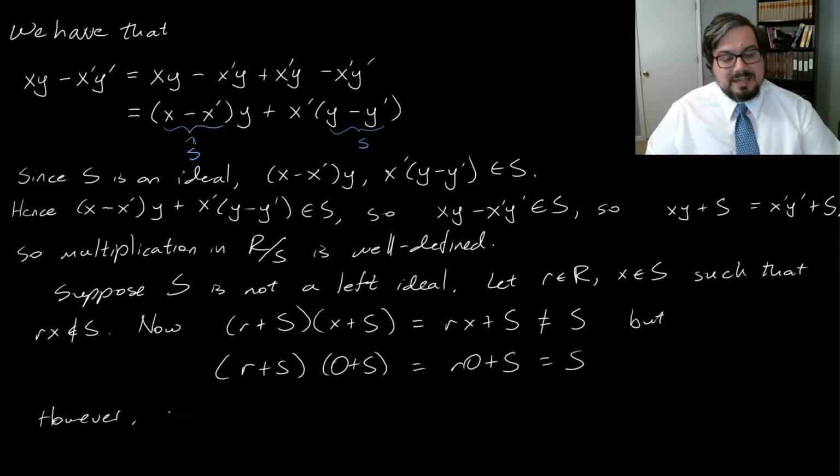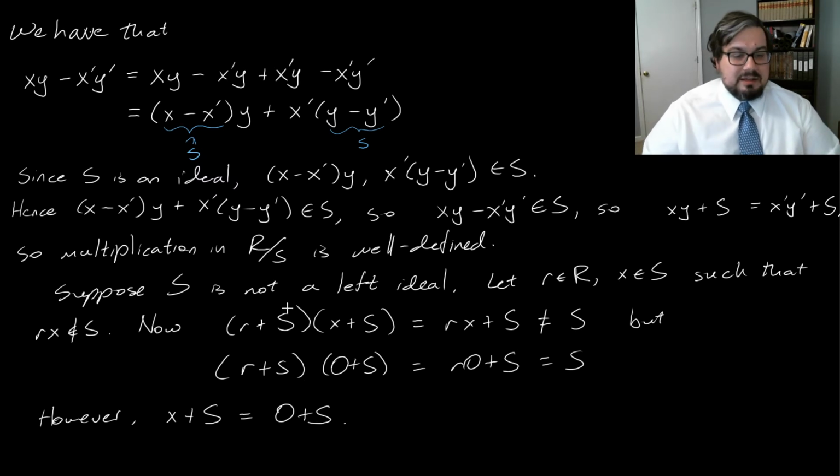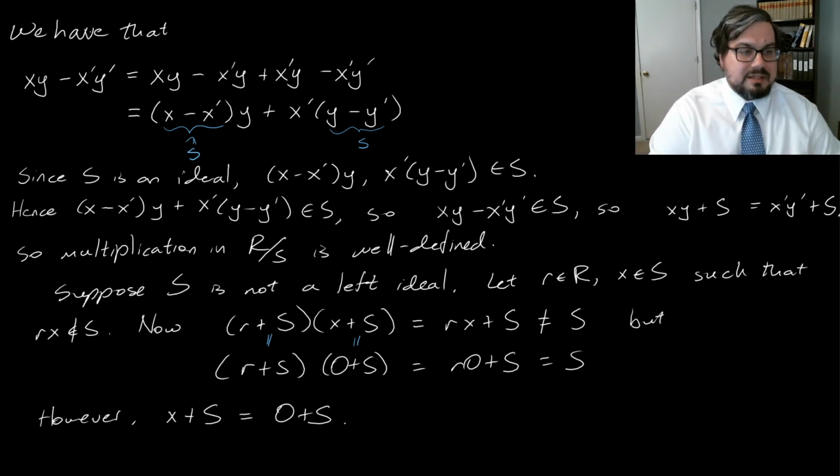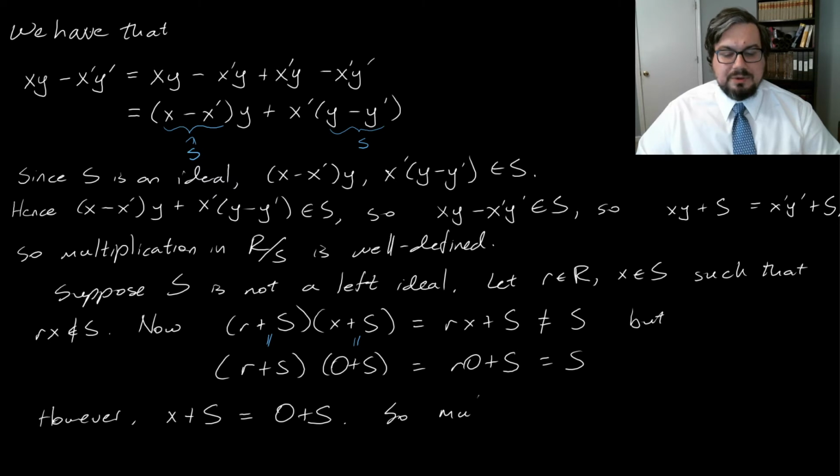This is useful because we note that x plus s is equal to 0 plus s. And we know that because x belongs to s as part of our assumption. Well, this means that we've got a multiplication of two things, and the first elements are equal, and the second elements are equal. They're just written a different way, but their products are unequal. That's an ill-defined operation. Multiplication doesn't work in this case. So in this case, multiplication is not well defined.